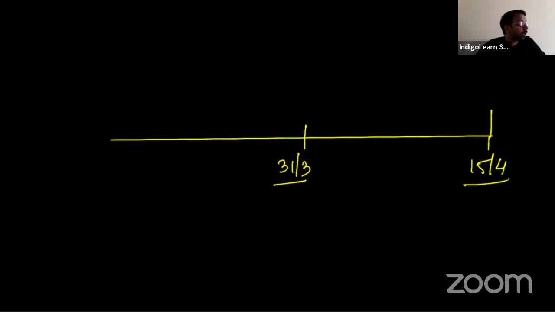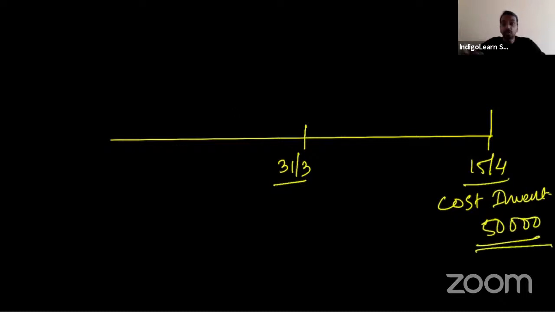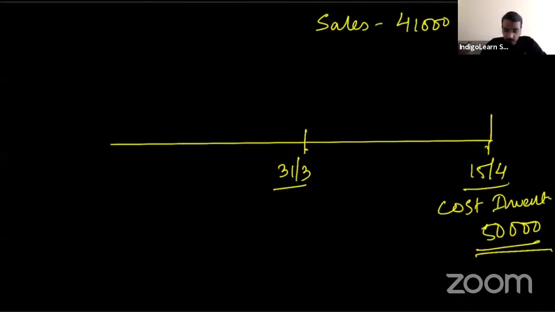Then on that date, the cost of goods in his godown came to 50,000. So here the cost of inventory came to 50,000. Now this is actually physically verified and counted. Now during this period, the following facts were established. That is between 31st March to 15th of April. Sales of 41,000, including cash sales of 1,000. We will see what is the adjustment needed here.